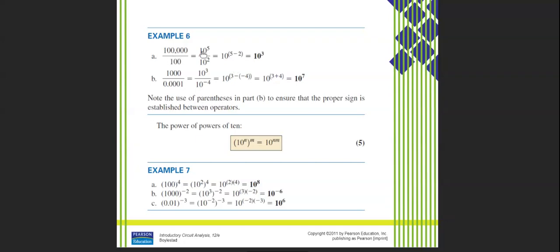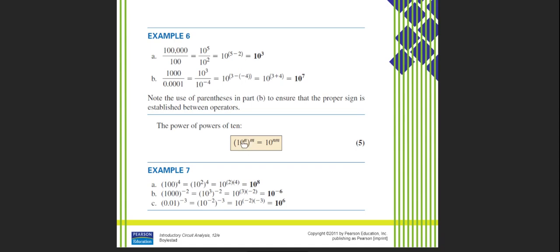Here is an example. If I have 10 power of 5 divided by 10 power of 2, I will just write down one 10 as the base, and for the power, the top one minus the bottom one. So 5 minus 2 will be 3. Another example here is 10 power of 3 divided by 10 power of negative 4. It will be one 10 as the base, and the power is the top, 3, minus negative 4. Minus by minus becomes positive, and the result is 10 power of 7.